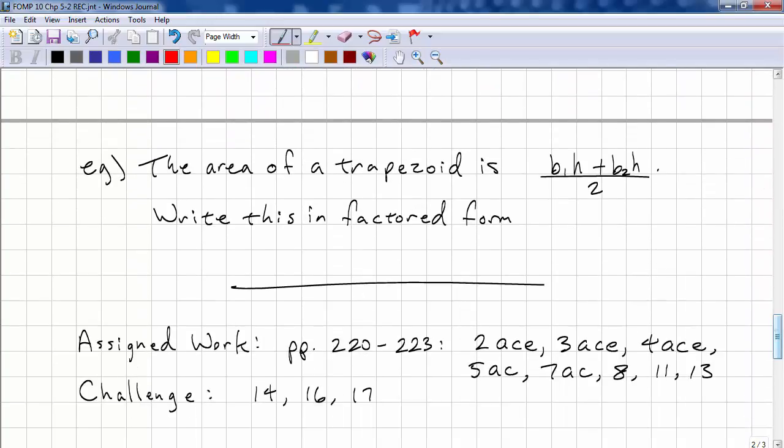And let's look at one last one. The area of a trapezoid is this. Write this in factored form, and there's only one thing that we can pull out, and that's the h. So we have b1 plus b2 over 2. And we're used to seeing the area of a trapezoid using this formula, not like that. And that completes this lesson.